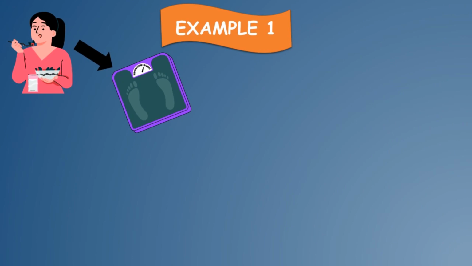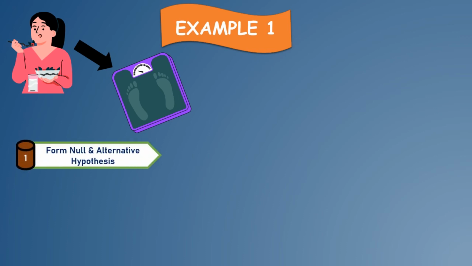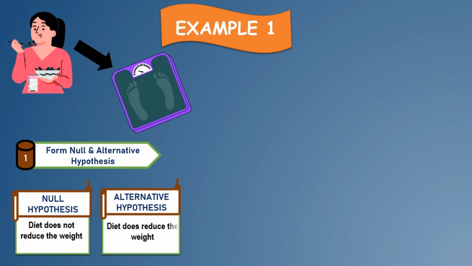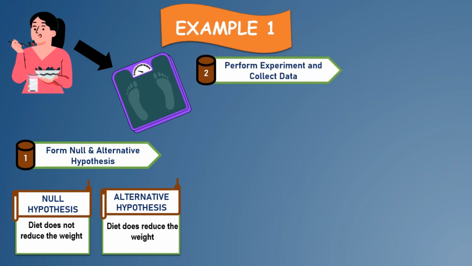I want to test if the new diet is going to decrease the weight. Step 1, form the null and alternative hypothesis, which will be that the new diet does not and does reduce the weight. Step 2, perform the experiment and collect the data.